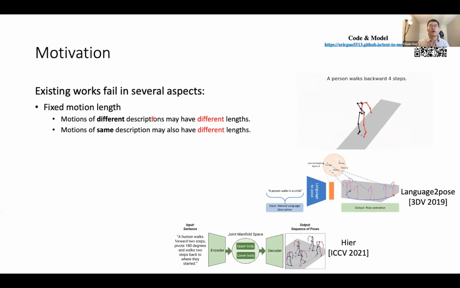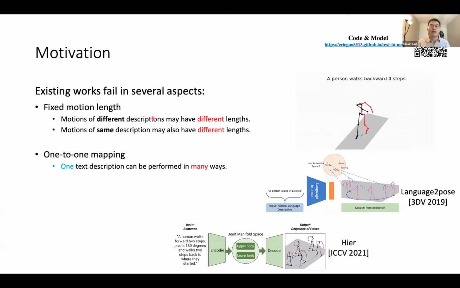Like the person is walking forward and turning left. This can be a fast process or a slow process. So the motion length should be something like a distribution, a variable thing instead of a fixed thing. This is the first one.